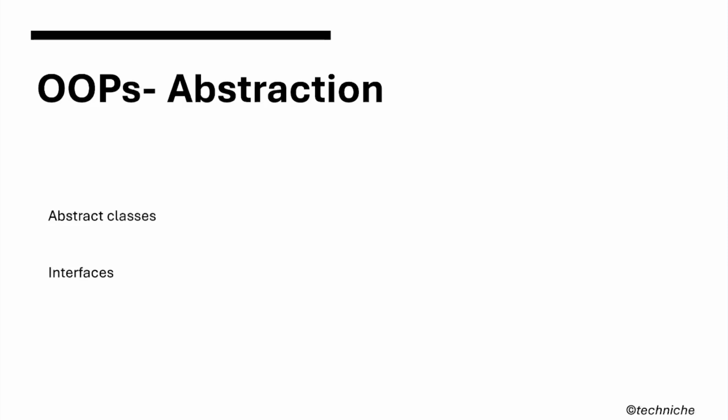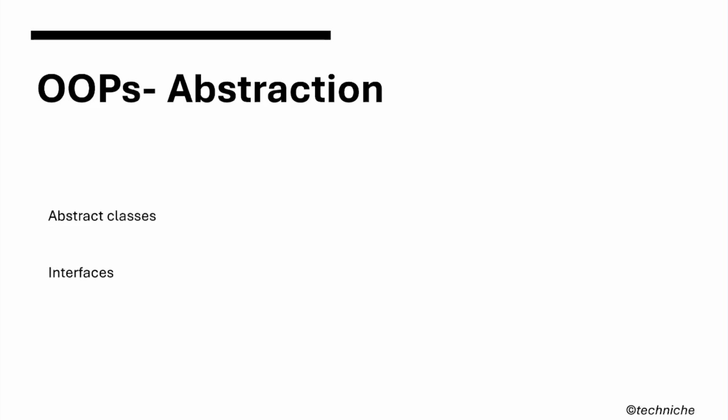In Kotlin, abstraction is implemented using abstract classes and interfaces. As you can see, I have defined these two and noted these two important features here. The abstract classes and interfaces are available in Java as well. An abstract class acts as a blueprint for other classes. It can have abstract methods.